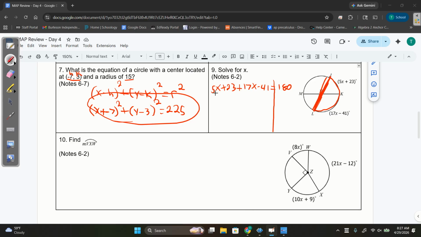And then solve. We know how to do this. Combine like terms. 5 plus 17 is 22x. 23 minus 41 is negative 18. To move the negative 18 over, we add 18. And then we divide each side by 22. And I should get x equals 9.